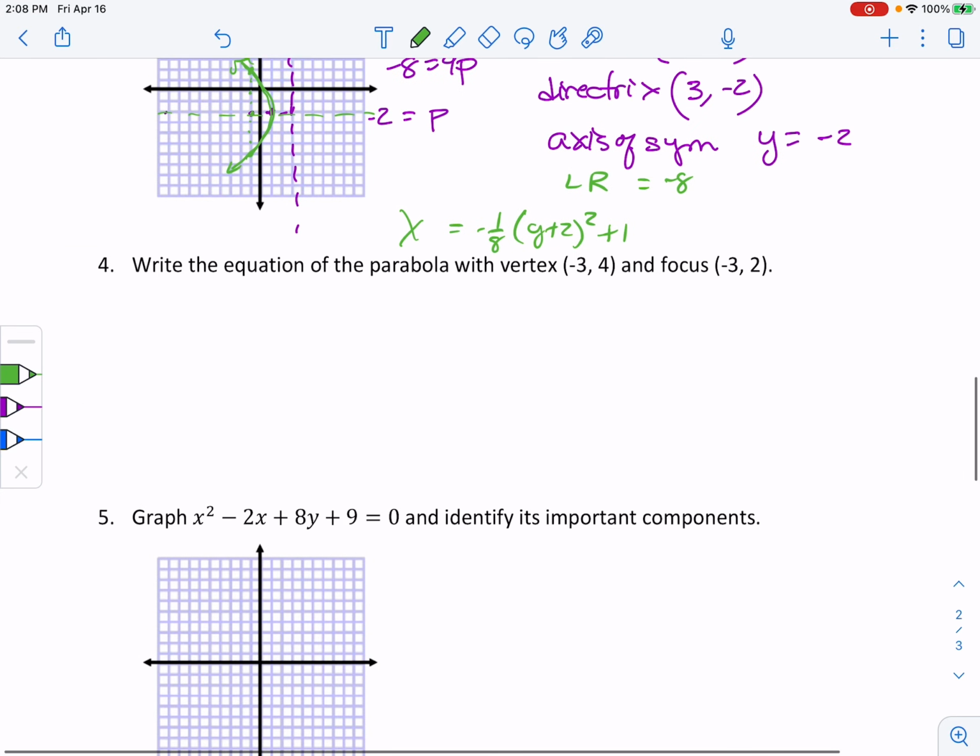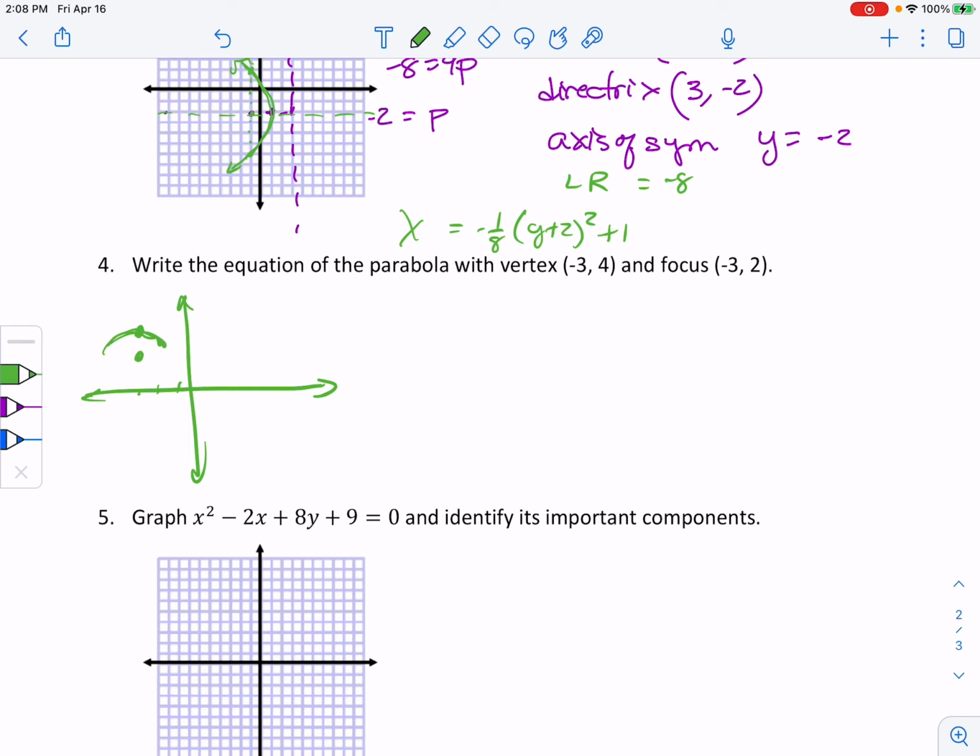Write the equation of the parabola with a vertex at negative 3, 4 and a focus at negative 3, 2. I have to graph. My brain just doesn't function without it. So 1, 2, 3, 4. So here's the vertex. The focus is at negative 3, 2. So it's telling me my graph's doing this because the focus is always inside your parabola. Okay, so the distance from 4 to 2 is 2. So p is equal to 2.